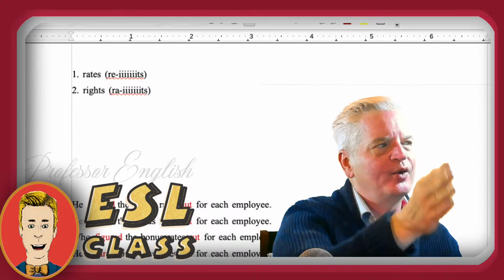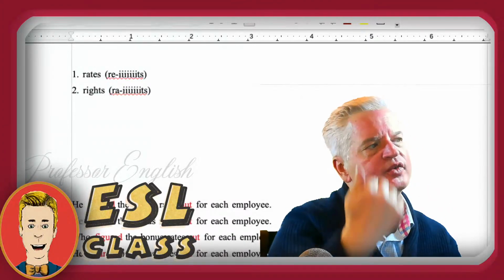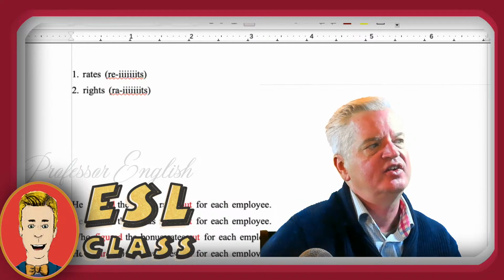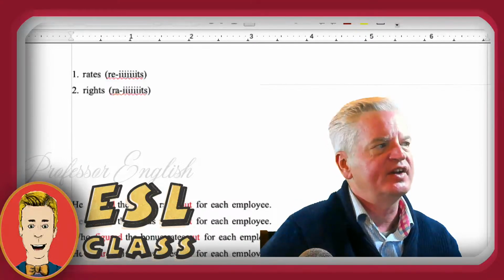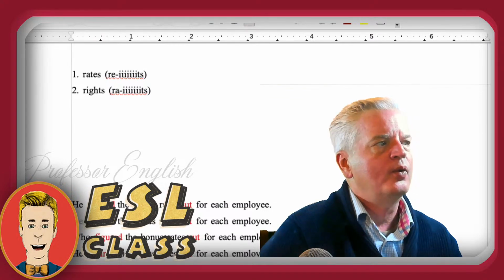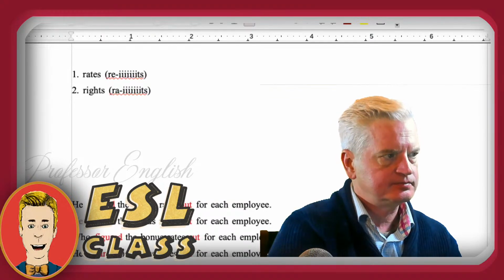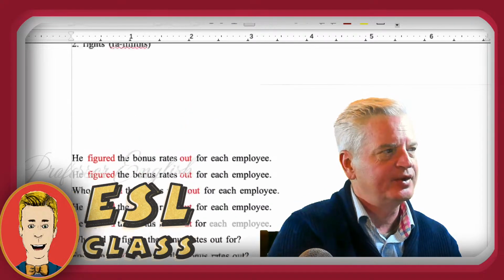Number 1 goes out, re, rates. Number 2 goes down, rights. Can you try to say number 1, rates, and number 2, rights? Very different, but also very similar.